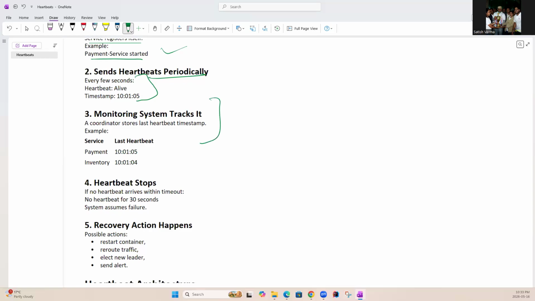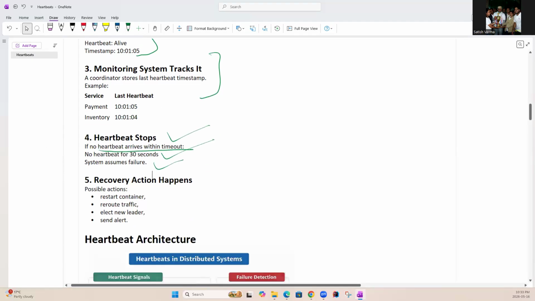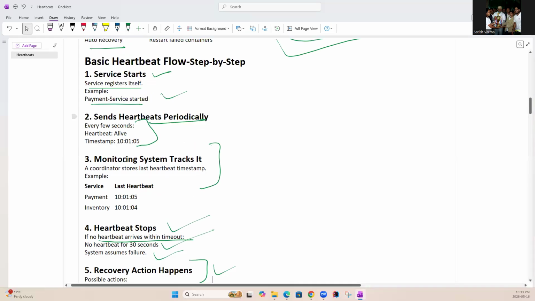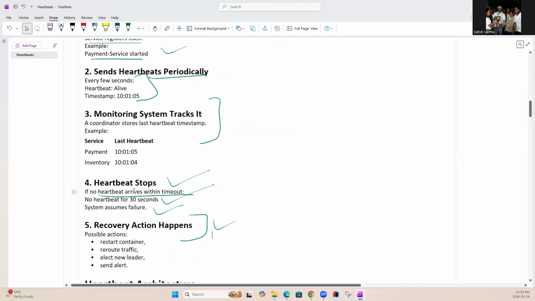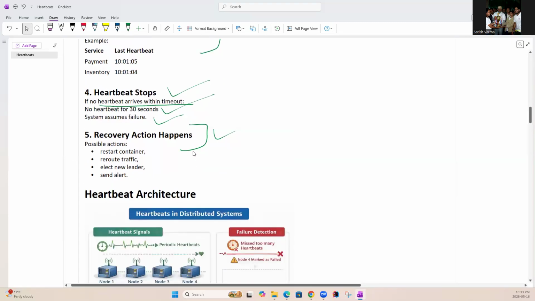Heartbeats stop. If no heartbeat arrives within the time, for example no heartbeat for 30 seconds, the system assumes failure. Then the recovery action happens. So in five steps: service registers, sends heartbeats periodically, the monitoring system tracks it, and if the heartbeat stops, then recovery action happens.